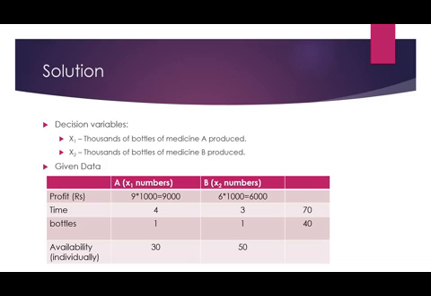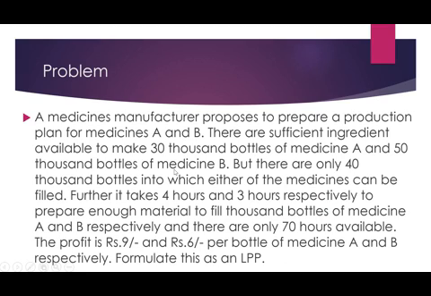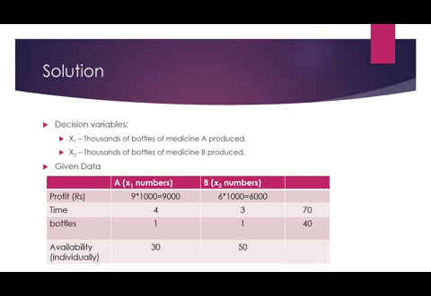Why thousands of bottles? Because in the problem they have very clearly mentioned that we are manufacturing 30,000 bottles here, 50,000 bottles, 40,000 bottles, and the duration is also given in terms of 1,000 bottles. Therefore, when the problem is considering the units in thousands of bottles, our decision variable will also be in thousands of bottles. So we will have a look at the given data.